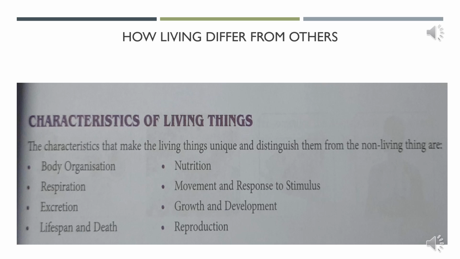How living creatures differ from others. So the topic for this we have is characteristics of living things. There are a few characteristics given inside your book that make the basic difference between living and non-living things. These characteristics are body organization, nutrition, respiration, movement and response to stimulus, excretion, growth and development, lifespan and death, and last is reproduction. One by one we shall discuss all the points which are provided here.